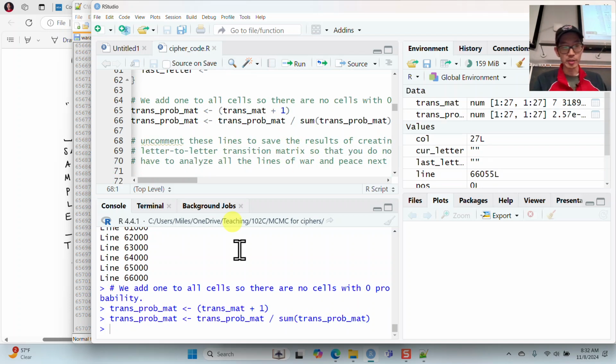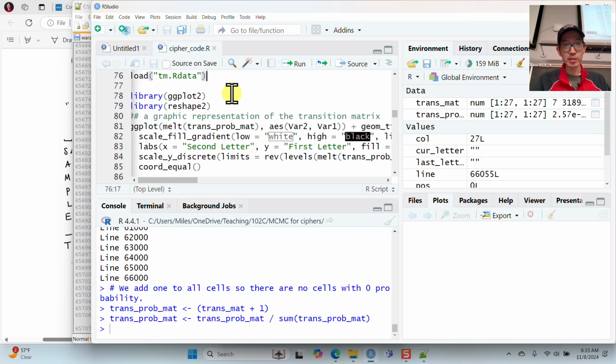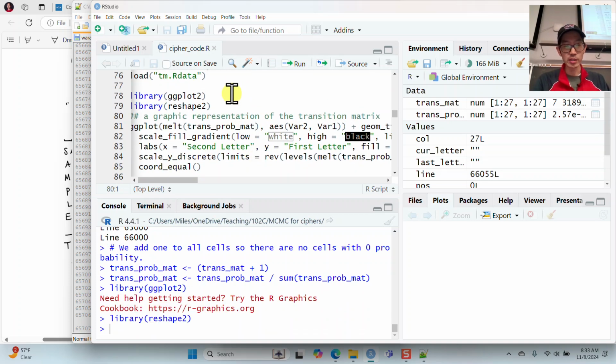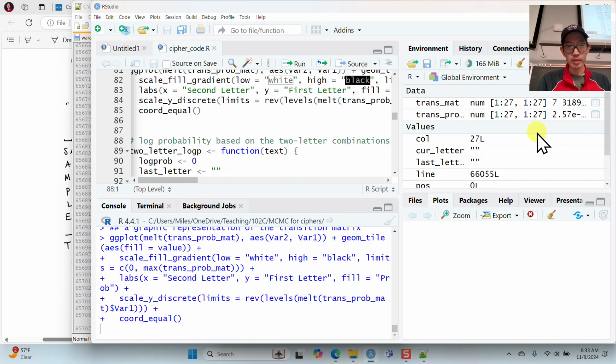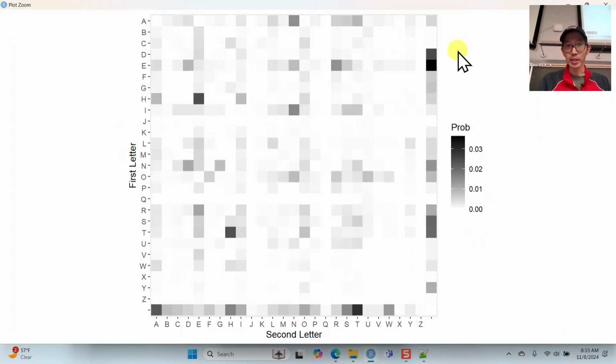And then I'm going to do this transition probability matrix, and then let's plot it. Did this work? Okay, let's zoom. And here we go. This is what we have. So we have what we see. Can you guys see this?